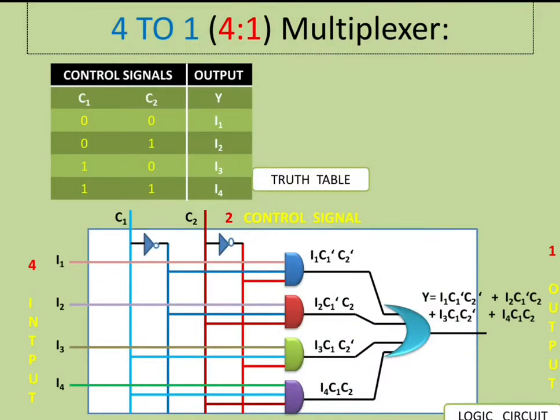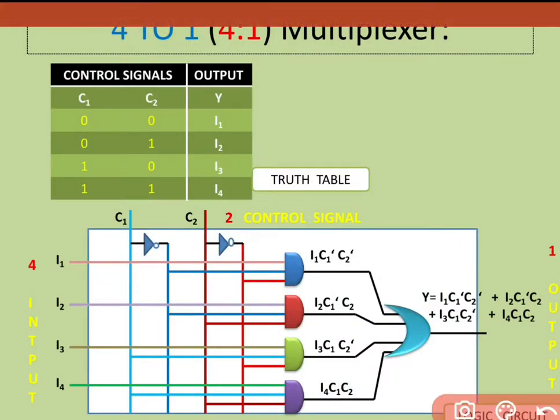And by following all these things, we get a truth table. When our signals were 0 0, we get I1. When our signals were 0 1, we get I2. When the signals are 1 0, we get I3. And when the signals were 1 1, we get I4.